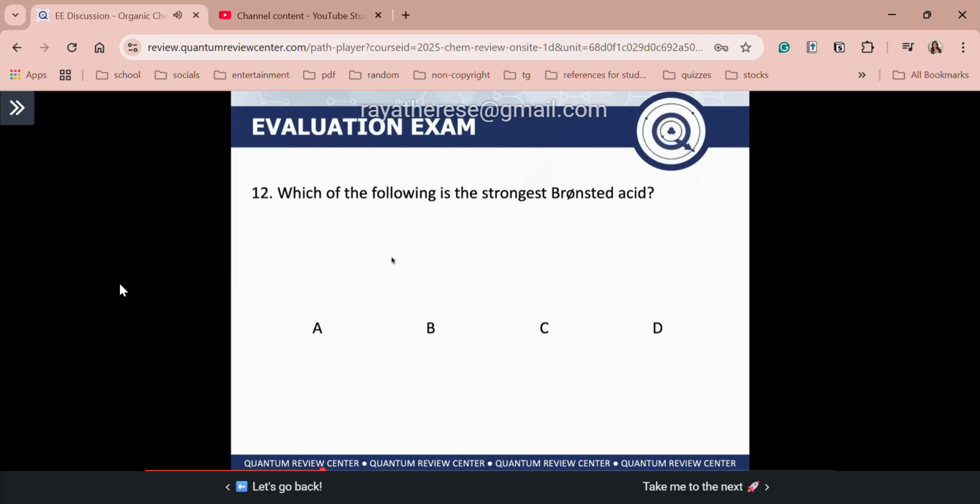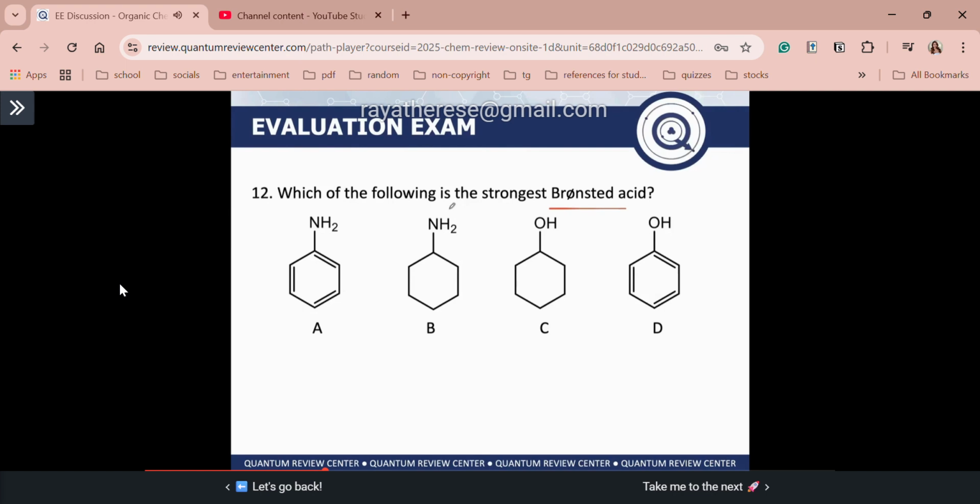Which of the following is the strongest Bronsted acid? Remember the definition of your Bronsted acid? These compounds will easily donate their hydrogen. So meaning, class, their conjugate base is very stabilized. Okay? So here are the choices.